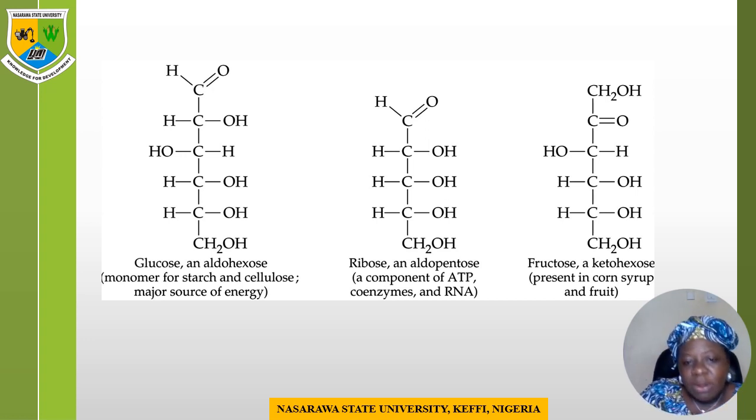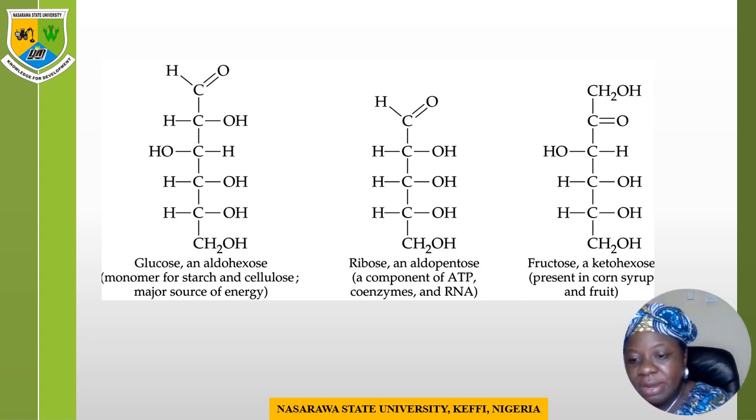Now we have the second example. This is an aldopentose. Aldo because the functional group is an aldehyde, and pentose because this is a 5 carbon sugar. So if you count the number of carbon atoms, you find 1, 2, 3, 4, 5. That is why it is called pentose.